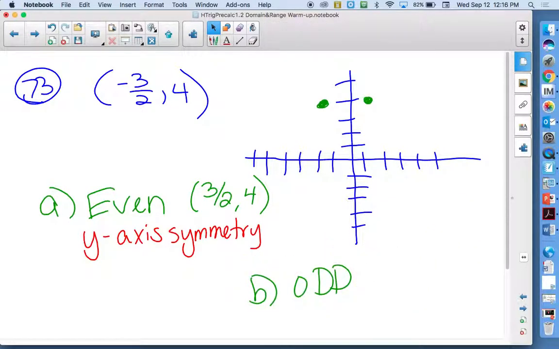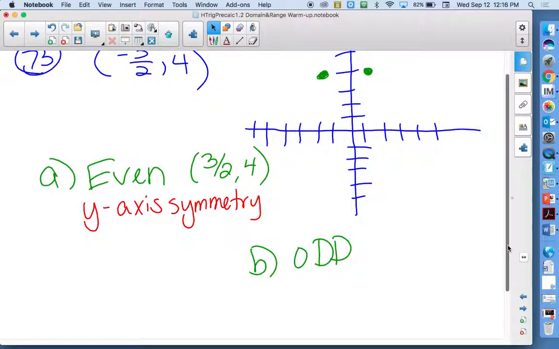David, what do you know about graphs that are odd? It reflects over the origin. Yeah, so they have origin symmetry.